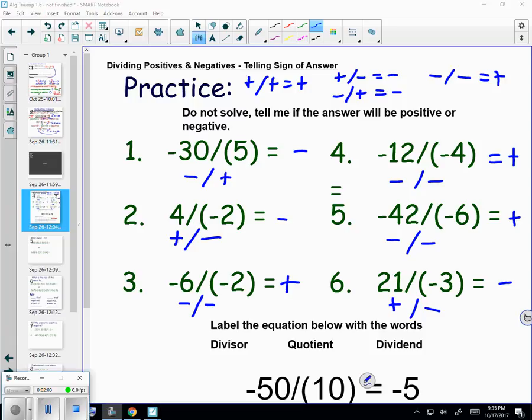If you look, it's just like with multiplying. Positive divided by positive or positive times positive is positive. Positive divided by negative or negative divided by positive is negative. Just like positive times negative or negative times positive is negative. Lastly, negative divided by negative is positive, just like negative times negative is positive.